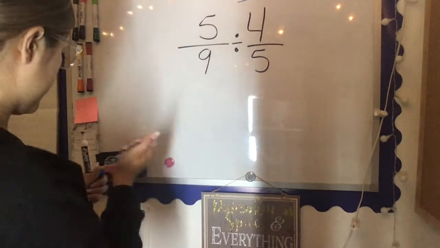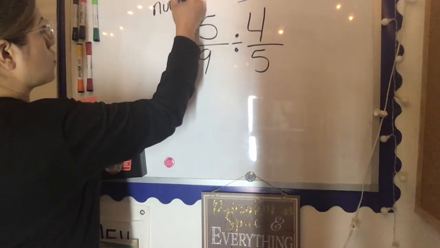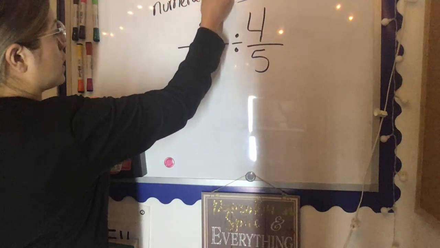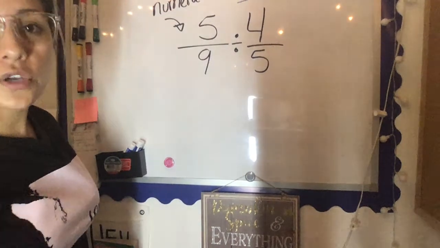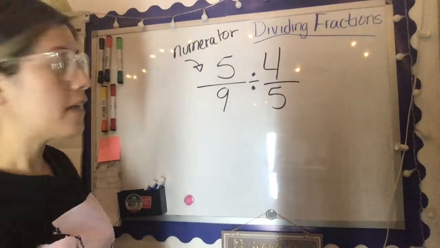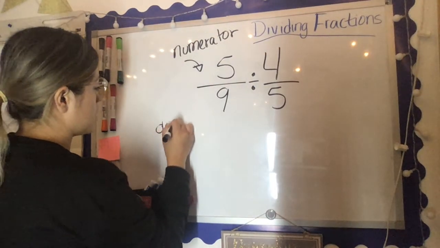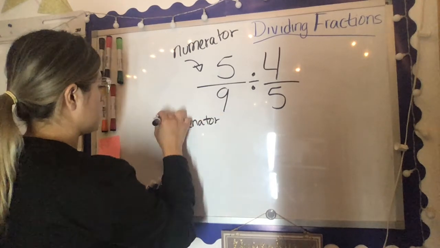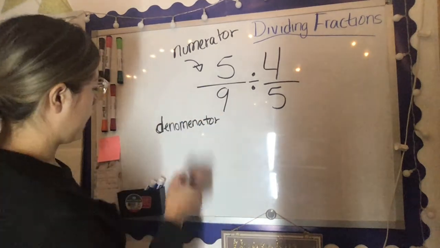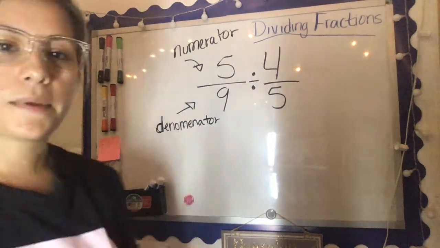So I'm going to go ahead and label these here. This is the numerator. And it is the numerator because it is the top number. It is the number that we are using, the parts that we are using. And then we have our denominator, which is our bottom number. Denominator. It is the total equal parts that an object is being divided into, okay? So that is our denominator.